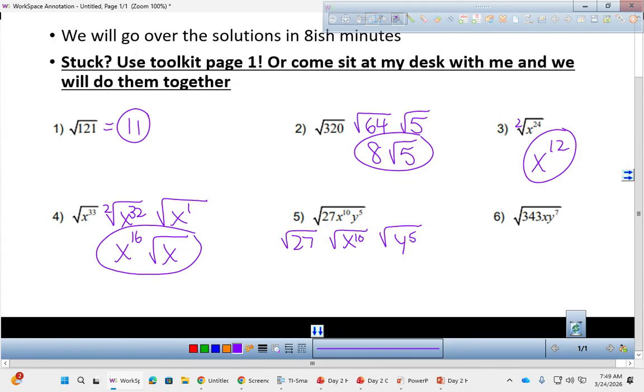27 ends up not being a perfect square, and if you type it into your y equals screen, you should pick 9 and 3, and ultimately that reduces to 3 root 3. Just the same way we did number 2. 10 is even, so just like number 3, I'm going to divide it by 2 and drop the root. So the square root of x to the 10th is just x to the 5th.